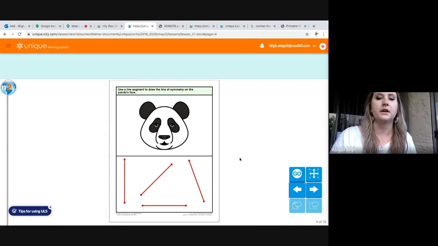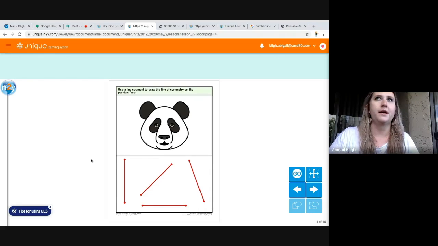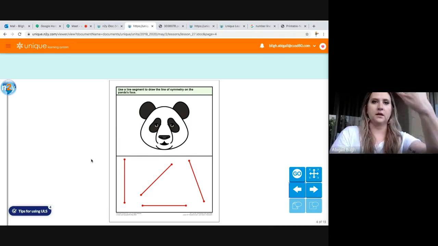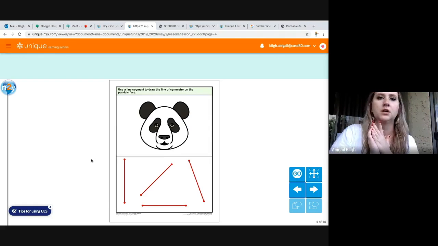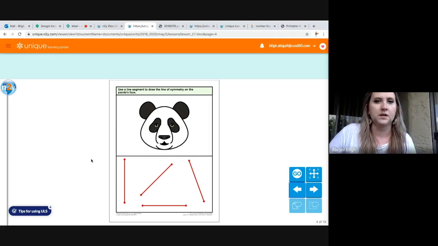We're on the panda right now. If you have a panda with the line segments on the bottom, you're going to look at which line would divide the panda, either vertically or horizontally, so that it would be the same on both sides. Think about a piece of paper. If this panda was a piece of paper, which way would I fold it so that when I open it up, it's the same on both sides? That's what we're looking at here.